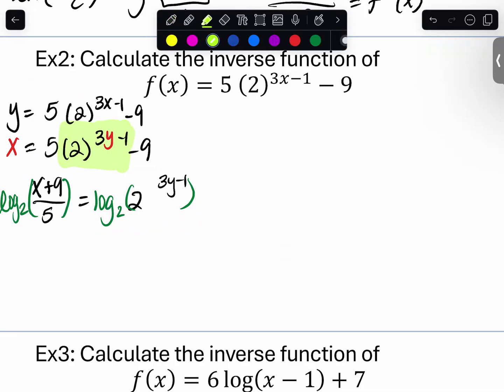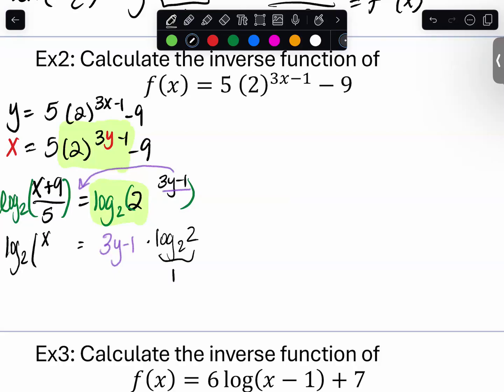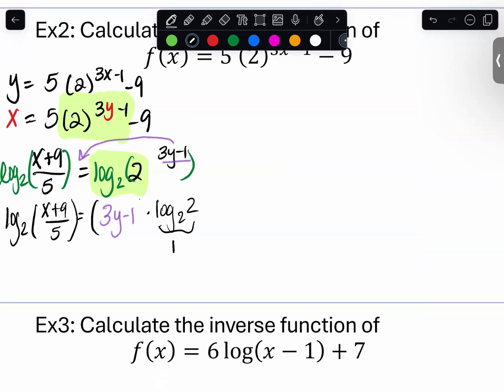All right, so log base 2 of 2 to a power, those are inverse functions. They cancel out with one another. That equals 1. And we're going to see that power, the 3y minus 1, pop out front. And again, we can write that that's multiplied by log base 2 of 2, which is really just that 1. And that equals log base 2 of x plus 9 over 5. So I have 3y minus 1 times 1, that's just 3y minus 1, equals log base 2 of x plus 9 over 5.